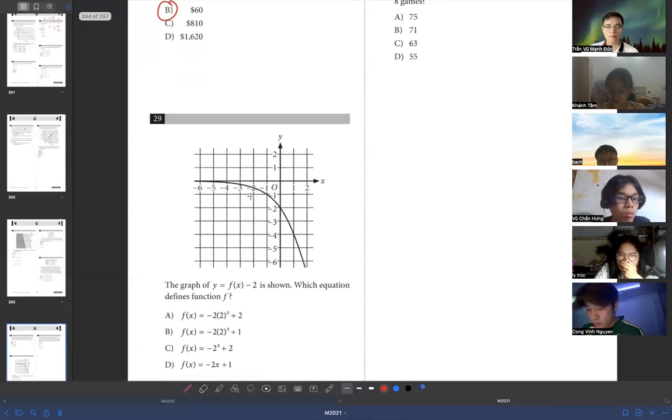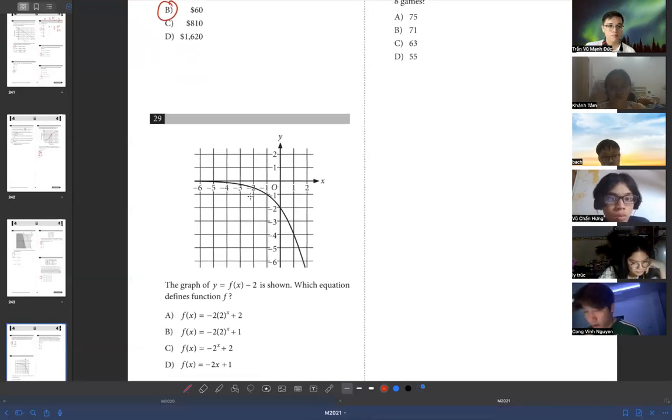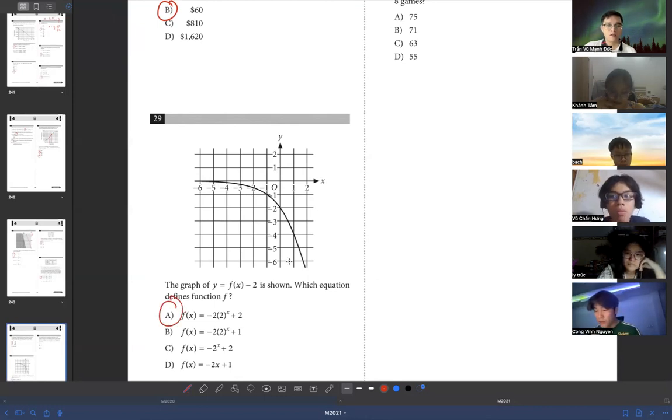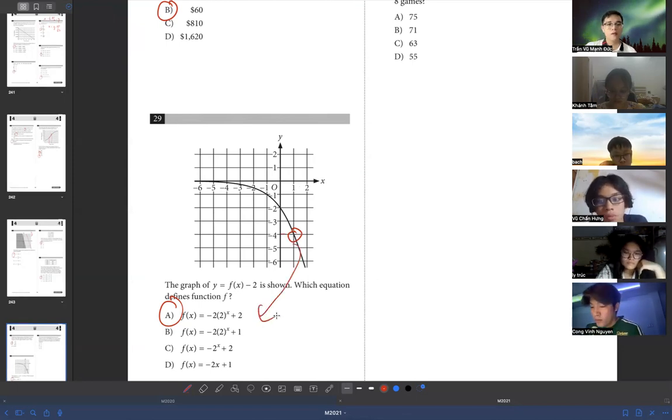29A. For safe measure, after choosing your option, you can plug in a random point here. For example, this is 1 minus 4, for safe measure.